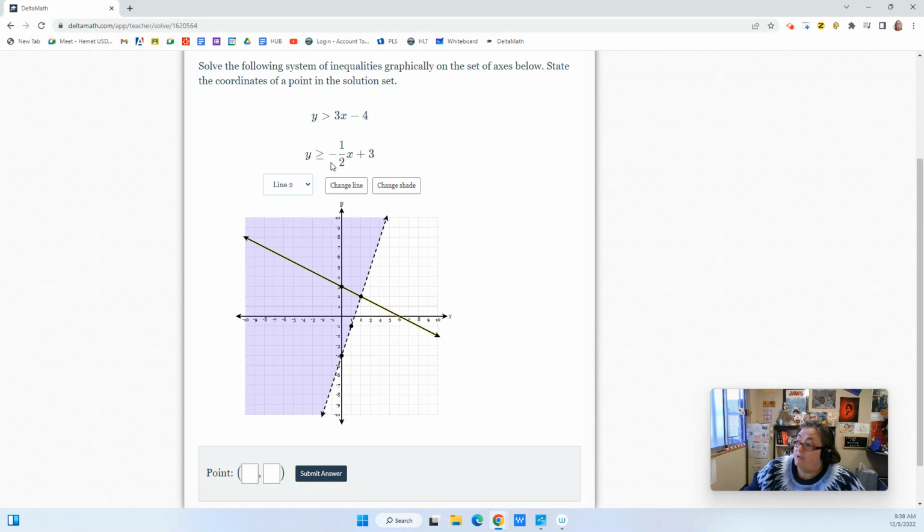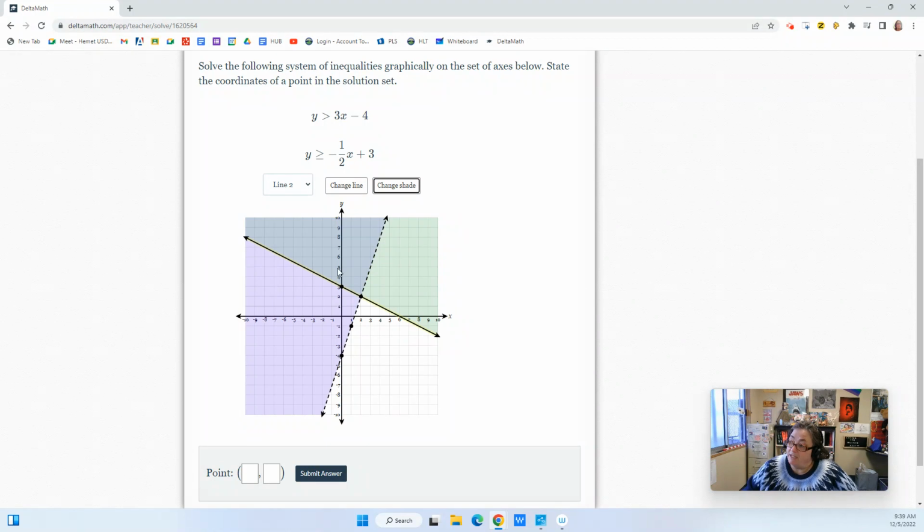Now, this says that we are greater than or equal to, which means that we want that solid line there because it can be equal to. It means that we are including all the points that fall on that line. And it says that it is greater than, so it's going to be shaded in that section above the line. So we're going to hit change shade because nothing's shaded yet and see where it lands. And it gave us the part above, so we don't have to go looking for it, right? Had it been less than, we'd just hit change shade and it'd bring it below.